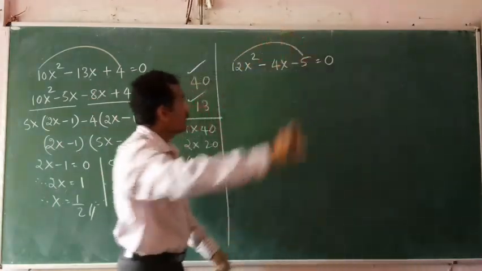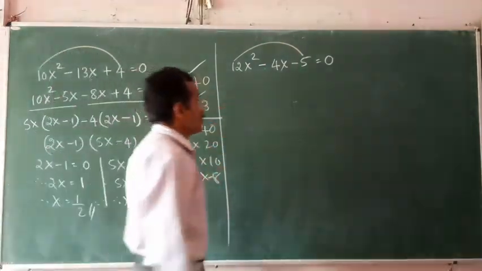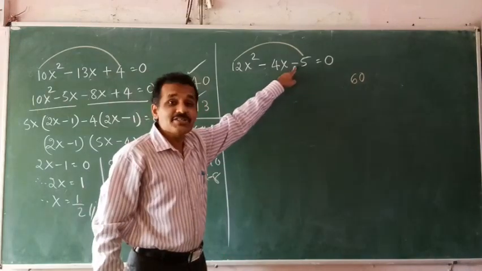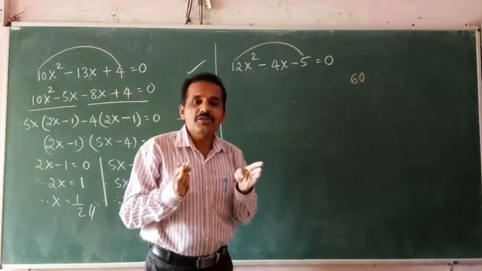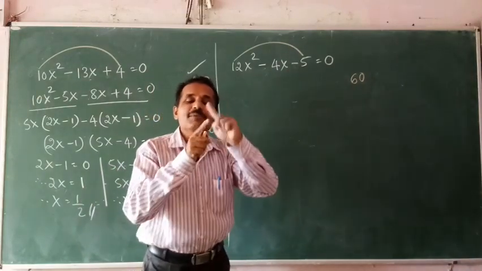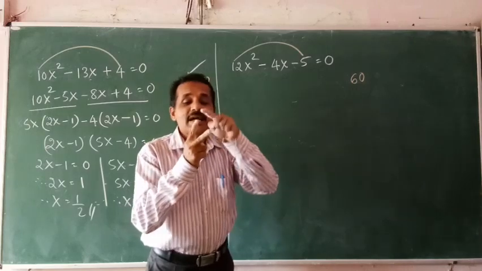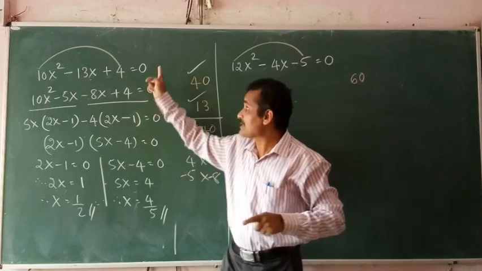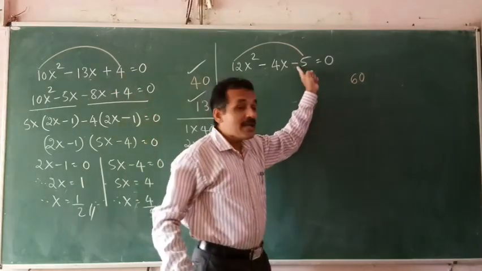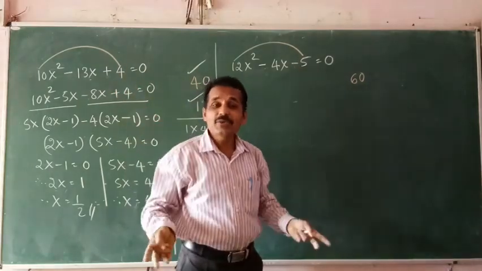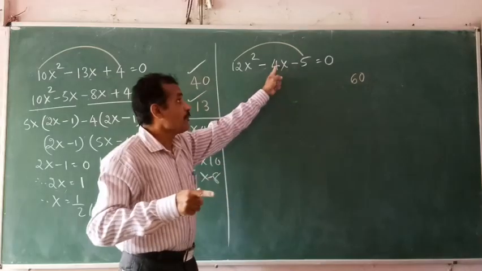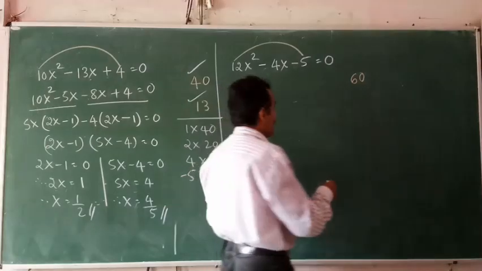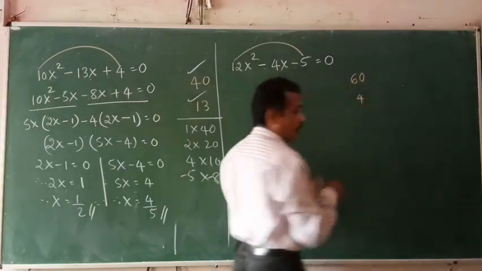Come on. On multiplying, you should get 60. My dear children, point to be noted here. Last sign is negative. Last sign negative means definitely one plus and one minus will be the middle terms. Both have to be subtracted. Here, both have to be added because the last sign is positive. Both have to be subtracted because the last sign is negative. On subtracting, you should get 4. On multiplying, you should get 60.